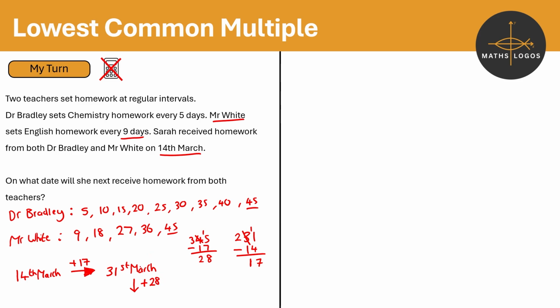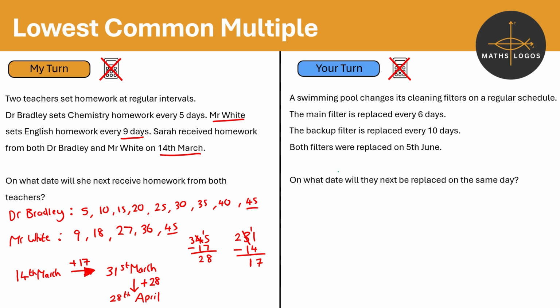I'll just check which month I'm in after March. So it goes January, February, March, April. So I'm into April, and there are 30 days in April. So 28 days into April is okay, I can do that. That would take me to the 20th of April. So that's my answer. You can now give this question a go.